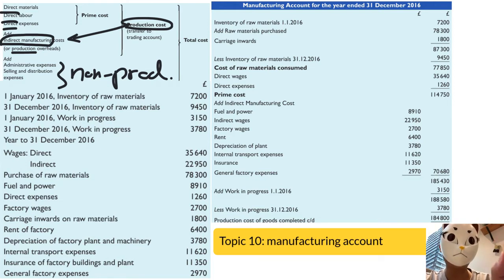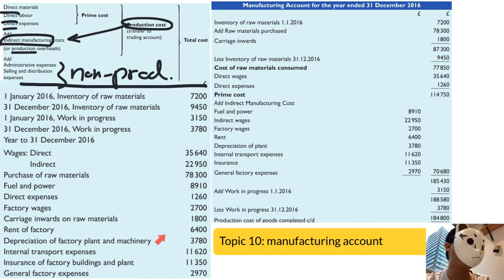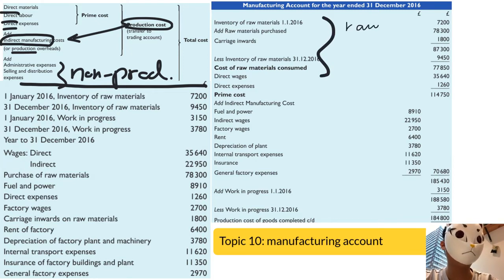Next, we are going to take a look at one question. You can see there is a question here. We'll take a look at how to do the manufacturing account. First of all, the manufacturing account is divided into several parts. Number one, raw materials. For raw materials, there is a big part here, which we will take a look at later on. This is the first part.